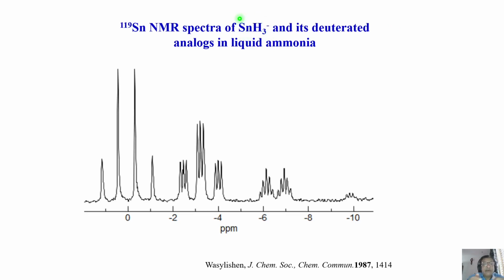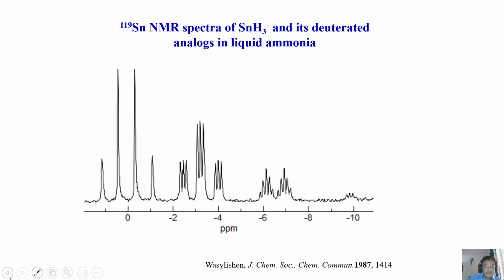Now we can analyze the spectrum if you understand what the deuterated analogs are. Are you all with me? Please understand. Now consider the first one, SnH3 minus. When there are three equivalent protons, what happens to the tin NMR? This signal will become a quartet, like CH3. You saw in the carbon NMR, the CH3 carbon becomes a quartet because of three protons. Exactly, tin will become a quartet.